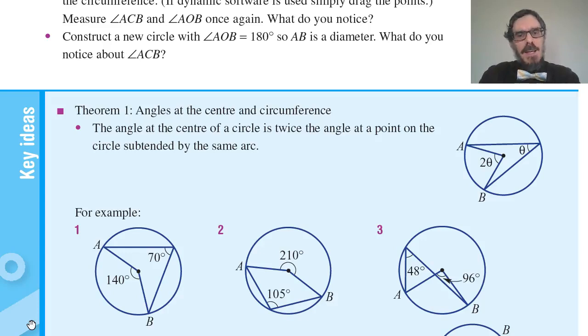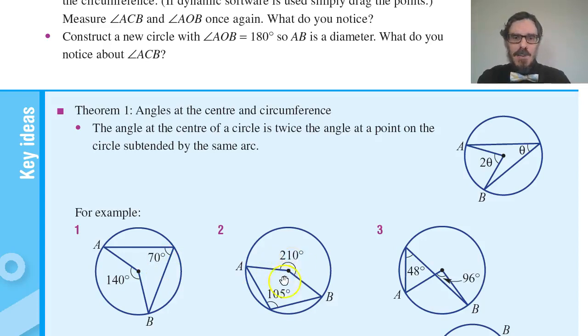The angle at the centre of a circle is twice the angle at the circumference, provided it's subtended by the same arc. What is that saying? The angle at the centre is double the angle at the circumference, subtended by the same arc. For example, if this angle is 70, this is 140, and vice versa.